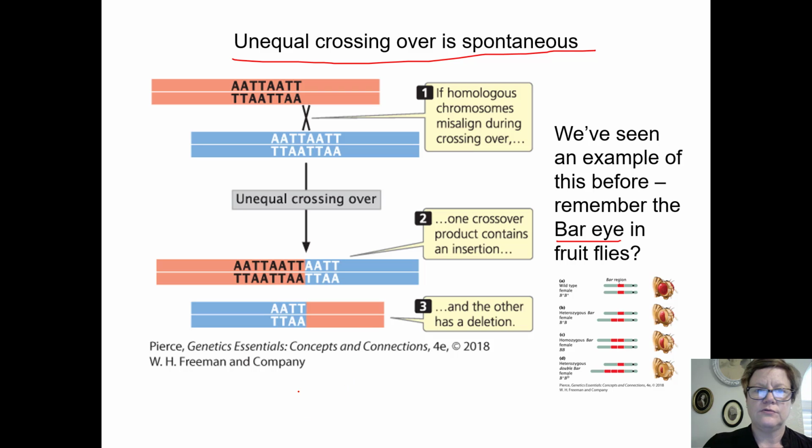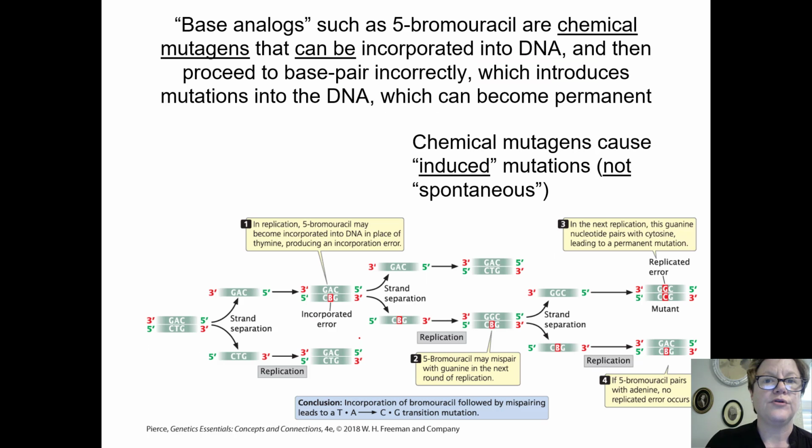So unequal crossing over results in insertions or deletions, and they can be any size. They can be quite large, like for the bar region it would be the whole gene, the whole section. It could be just a couple of base pairs. So that creates one of the homologs ends up with more, one of the homologs ends up with less. So it's a mistake during crossing over. So this is the one time we don't blame DNA polymerase.